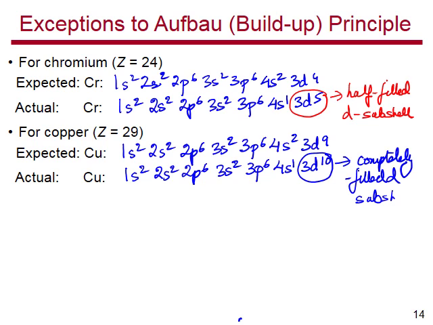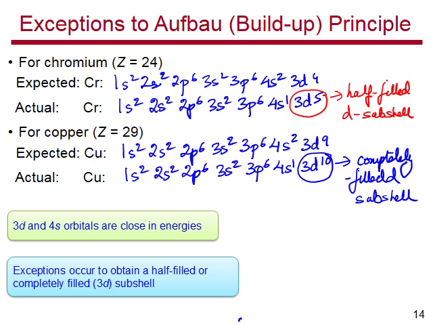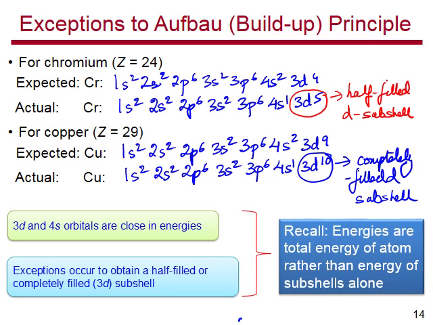Okay, so why is it so? Now this happens when the 3d and the 4s orbitals are close in energy, and also when the atoms have the choice to obtain a half-filled or a completely filled d subshell, which gives it more stability. Now recall that when we talked about the build-up principle earlier, I mentioned that we need to consider the total energy of the atom in certain cases rather than the energy of the subshells alone.